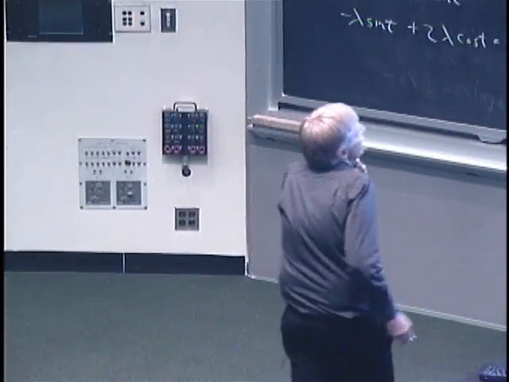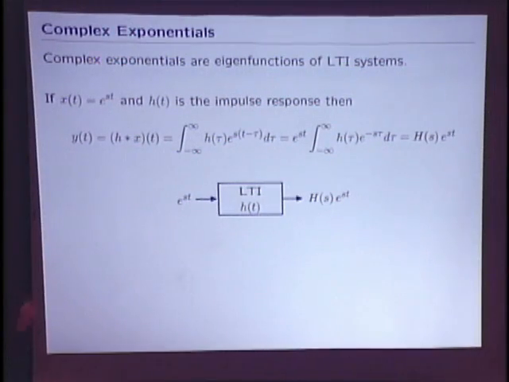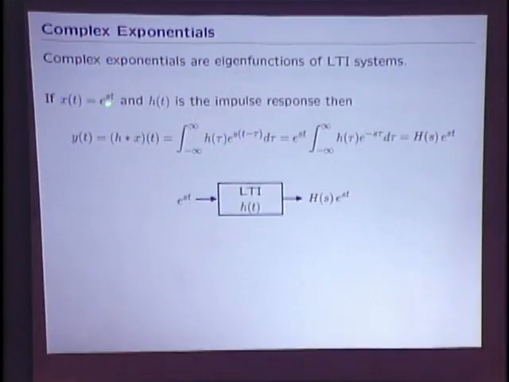If we think about a linear time-invariant system as having an impulse response, then we can find the response of the system with impulse response h of t by convolving h of t with the input, which is a complex exponential. So if I say that my input is e to the st and that my response is characterized by the impulse response h of t, all I need to do is convolve. So I convolve h, whatever it is, with x, which is e to the st.